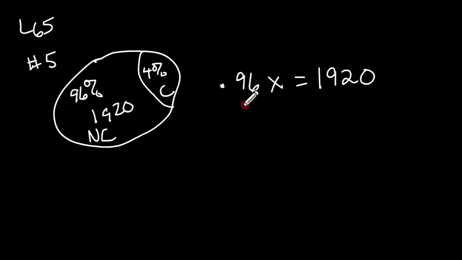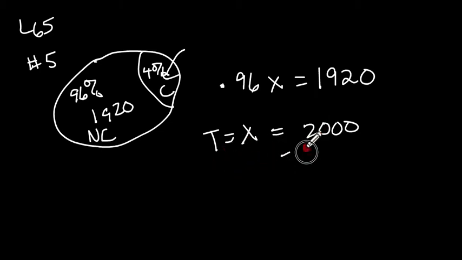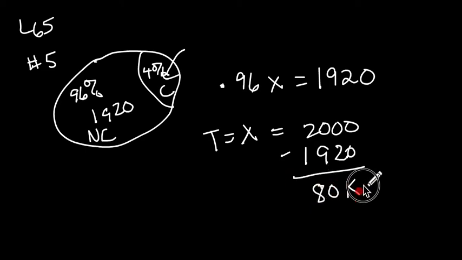Sometimes I like to use a T there for total. We divide both sides by 0.96 and we get 2,000. That's the total. And we can figure out the combiners by subtracting the not combiners from the total, and we're going to end up with 80 kilograms combined. Number 5, that was a circle problem.